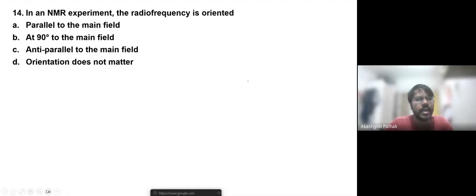Answer is option A. In an NMR experiment, the radio frequency is always oriented 90 degrees to the main field. So if your magnetic field is in the Z direction, your radio frequency is always applied at an angle of 90 degrees to the externally applied magnetic field.